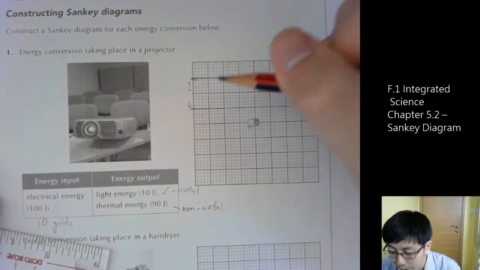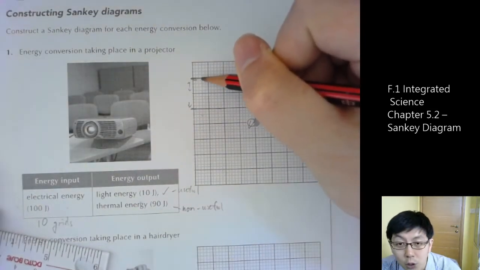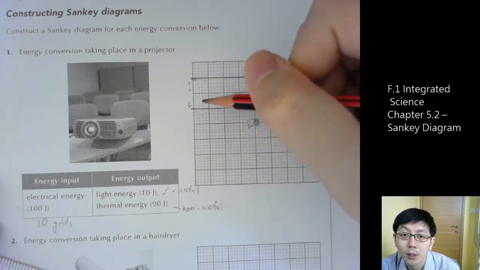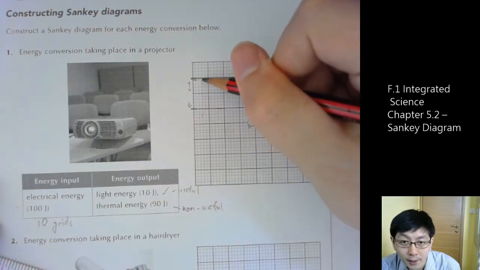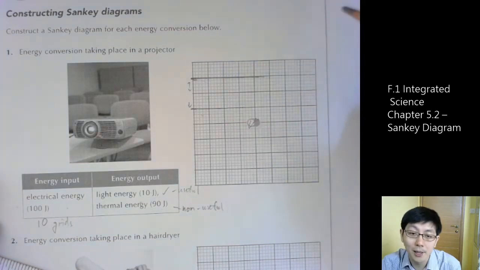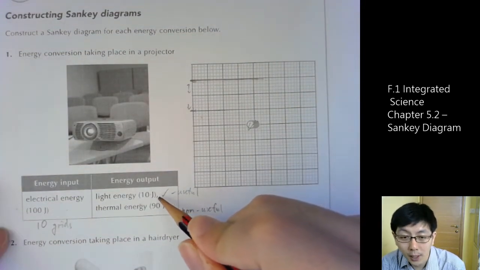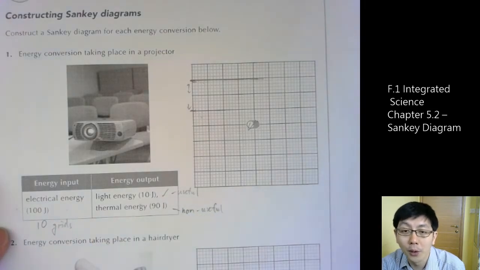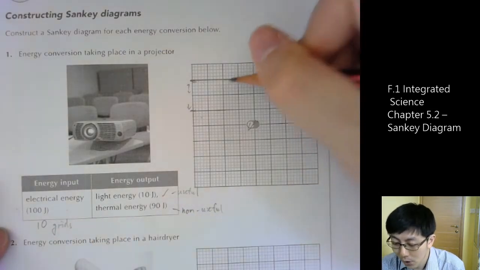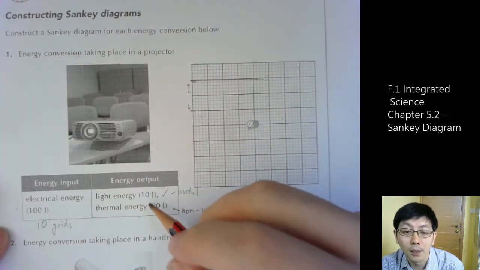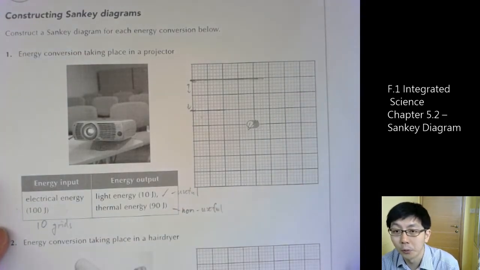For the scale here, I use each grid as 10 joule. So 10 grids equals 100 joule. Each grid represents 10 joule, 10 grids is 100 joule. The useful energy is 10 joule out of 100. That means we only have one grid for the light energy, the useful energy output.